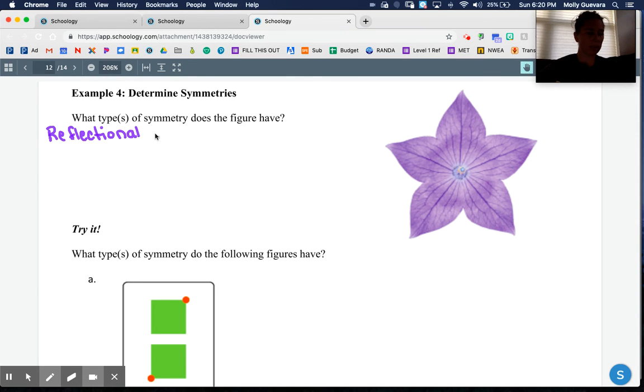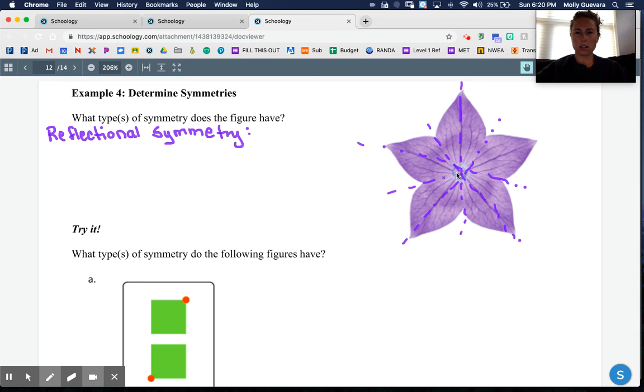So I'm gonna ask myself, does this have reflectional symmetry? How many lines of symmetry does it have? And I can draw them, right? There's 1, here's 2, here's 3, 4, and 5. So there's 5 lines of symmetry. So it does have reflectional symmetry.